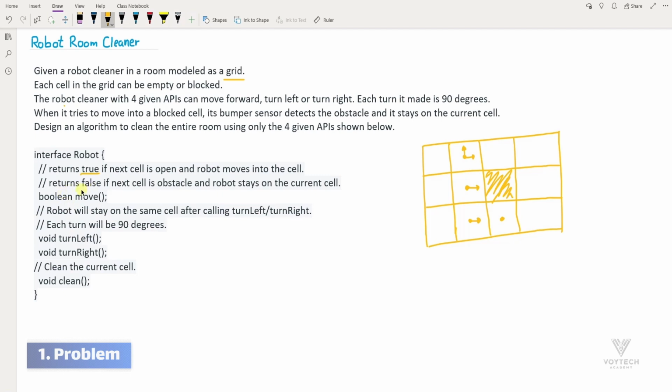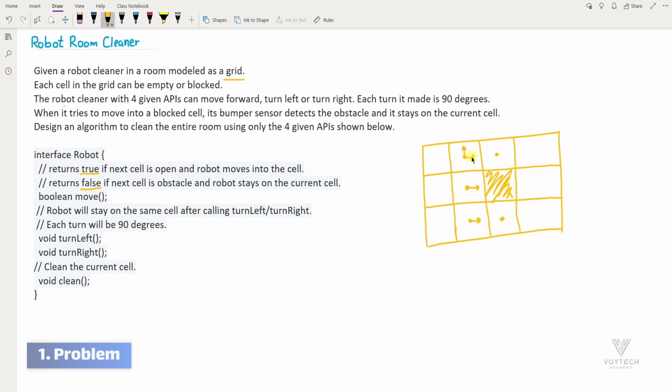And it returns false if the next cell is an obstacle or is blocked, and the robot stays on the current cell, like here. The next cell is an obstacle or is blocked, so the robot cannot move, and also the move method returns false. Then we have turn left and turn right methods. It says that the robot will stay on the same cell after calling turn left or right. So if this is our robot and I call, for example, turn right, it won't move to this cell. It just stays on the current cell and its direction will go right.